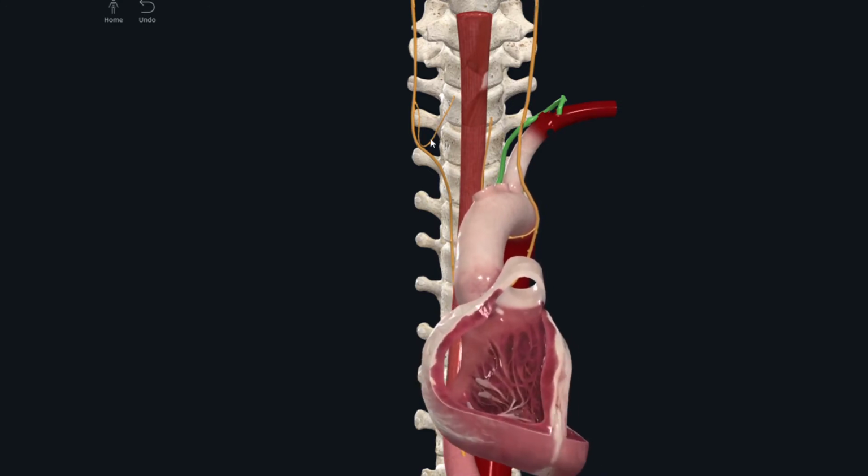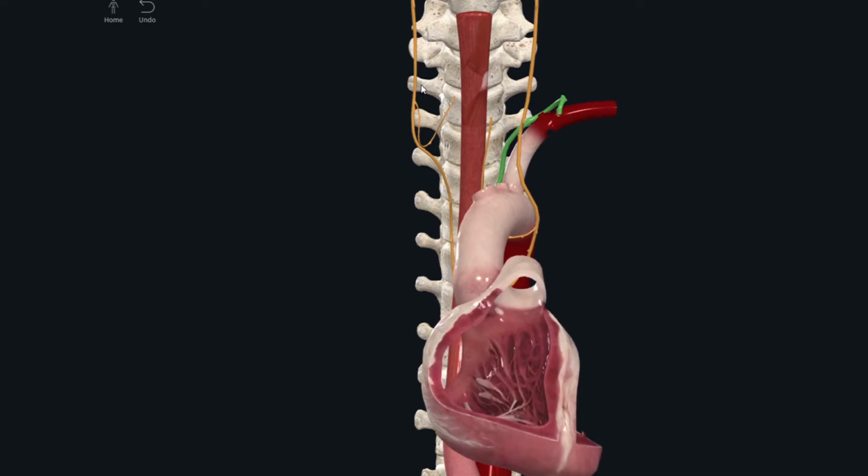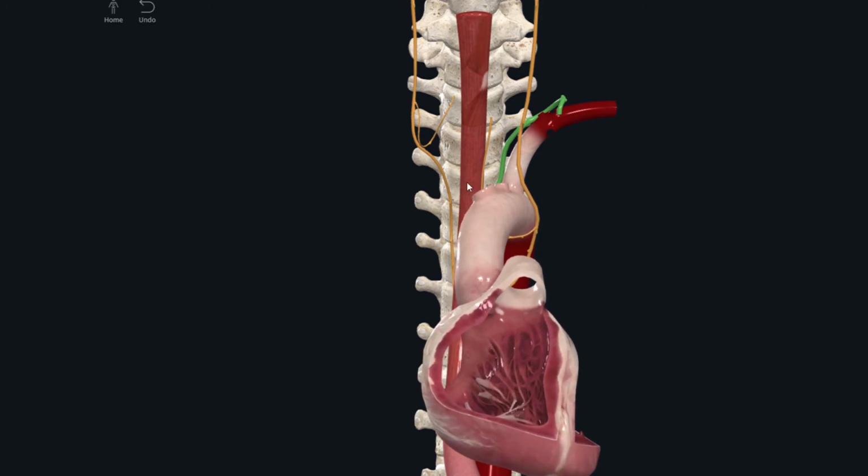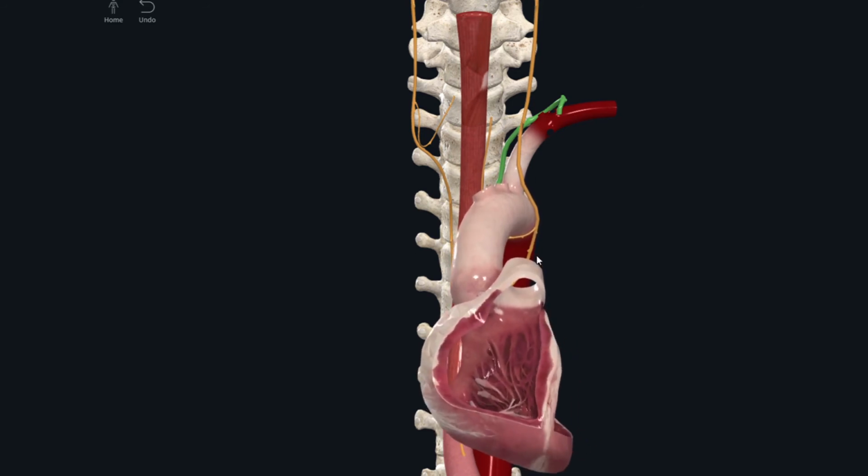We can also see that there's a close relation in the anterior, the superior mediastinum, to the laryngeal nerves. As you can see, this is the left laryngeal nerve right here, and this is the right laryngeal nerve. And then we have the two vagus nerves, the right vagus nerve and the left vagus nerve here.